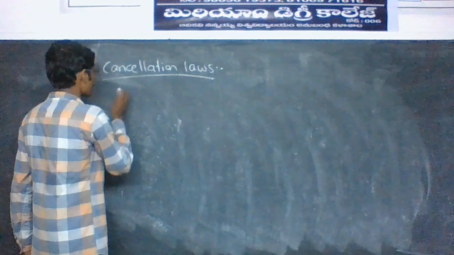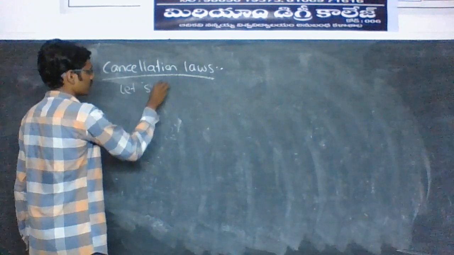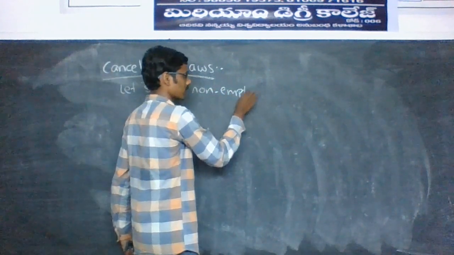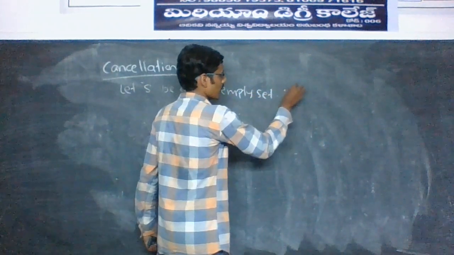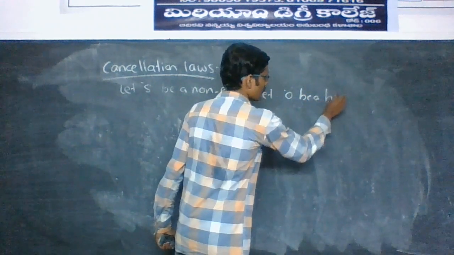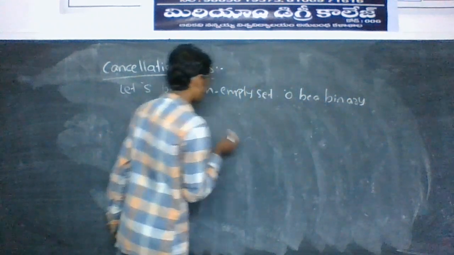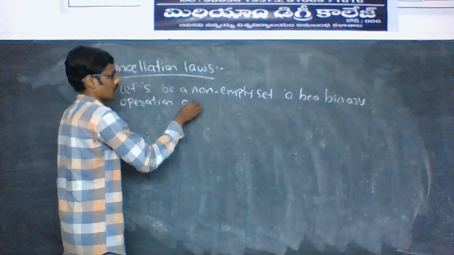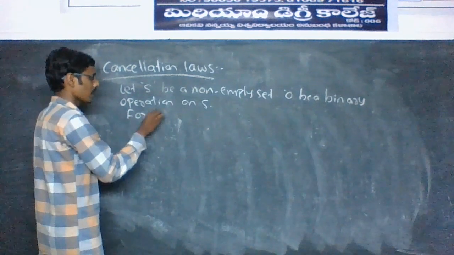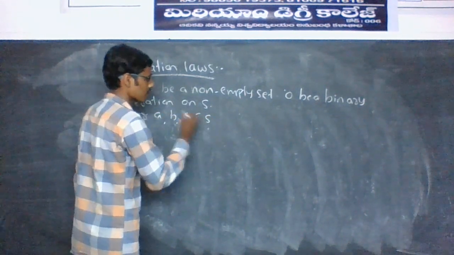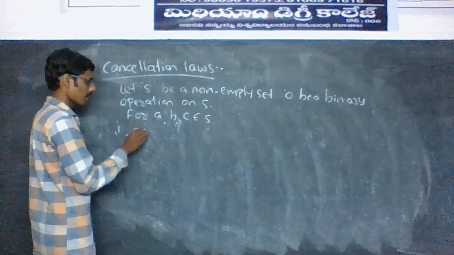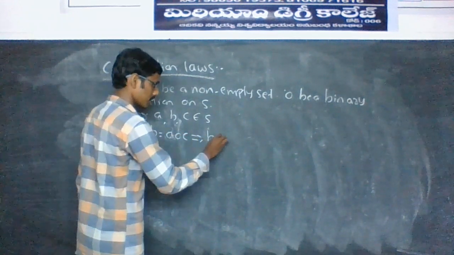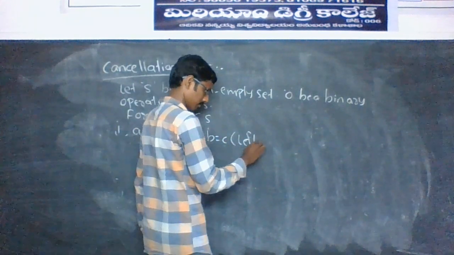Let S be a non-empty set. Non-empty means at least one element. Let circle be a binary operation on S. For a, b, c belongs to S, first one: a circle b equals a circle c implies b equals c. This is the left cancellation law.